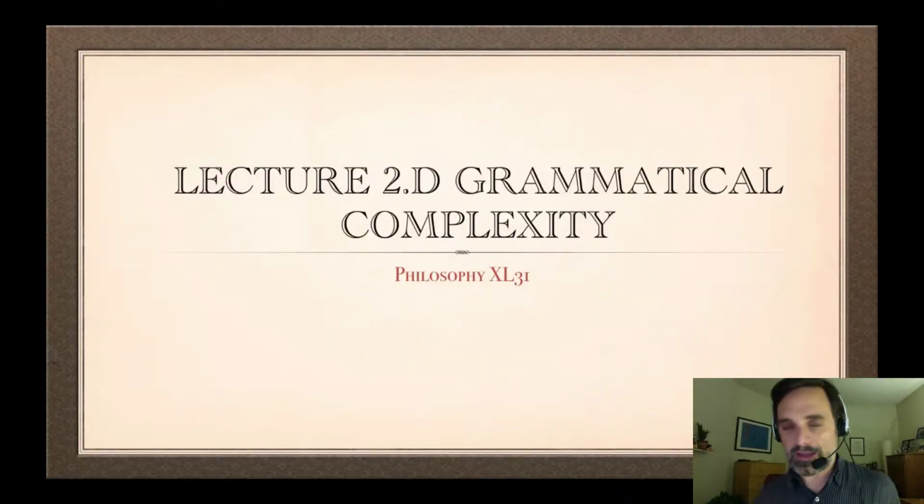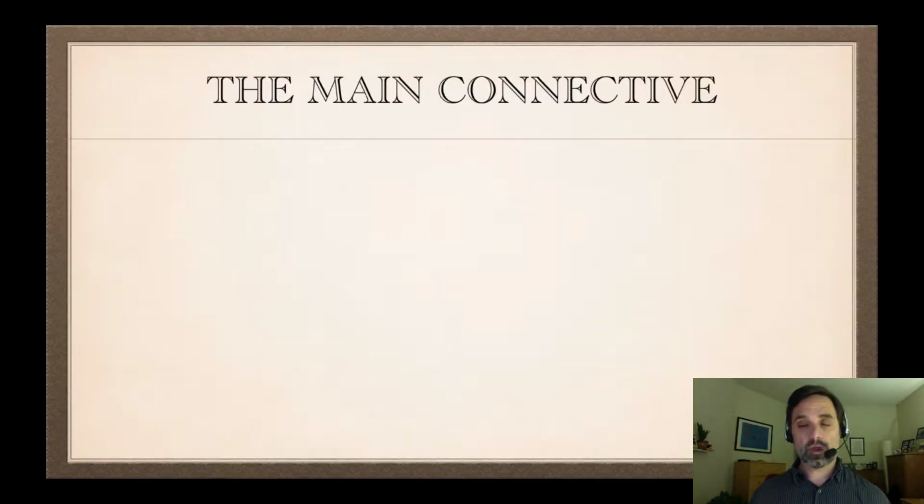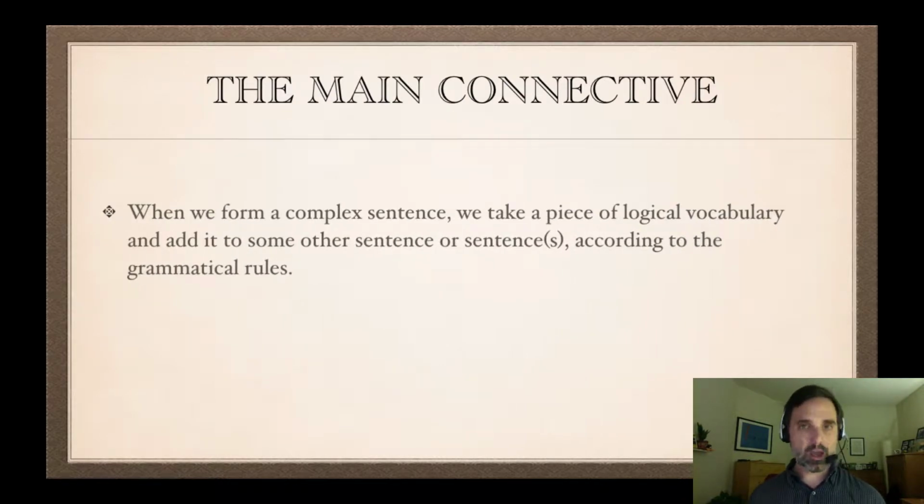Hello, in the last video for Unit 2, I'm going to discuss the last source of difficulty in symbolizing grammatical complexity and talk about how to deal with it. So remember, the notion of the main connective is a central notion in our method, so we want to be sure we understand it. When we form a complex sentence, we take some sentences and add a logical symbol to the initial sentence or sentences and get a new sentence. And the main connective of the new sentence is just that logical symbol that was added.